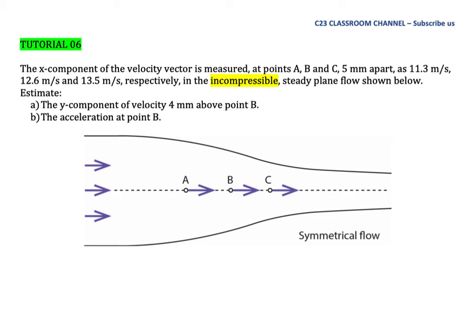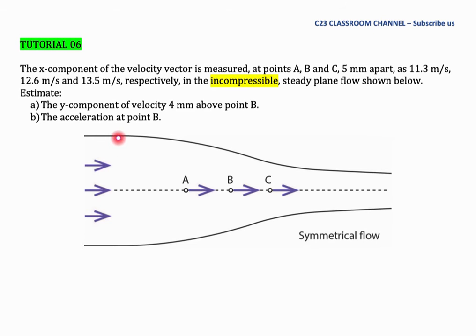The differential form of the fundamental laws, tutorial number 6. The x component of the velocity vector is measured at points A, B, and C, 5 millimeters apart, as 11.3 meters per second, 12.6 meters per second, and 13.5 meters per second respectively in the incompressible steady plane flow shown below. Estimate the y component of velocity 4 millimeters above point B and the acceleration at point B.